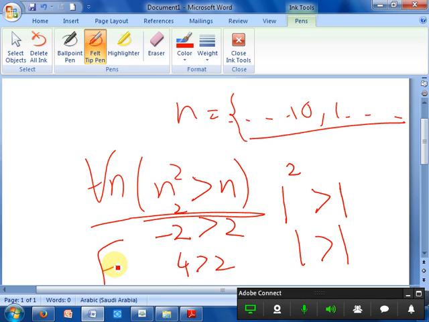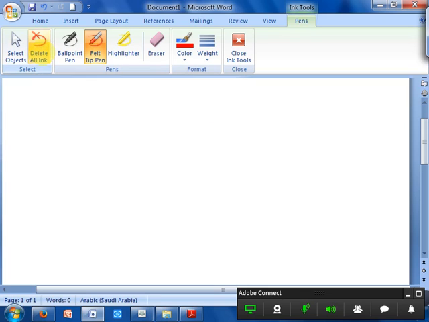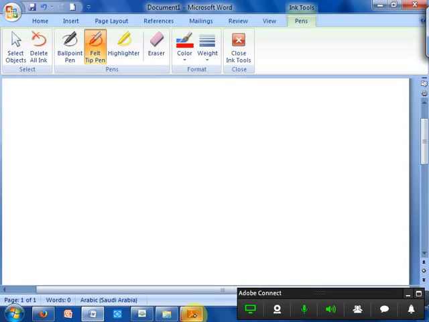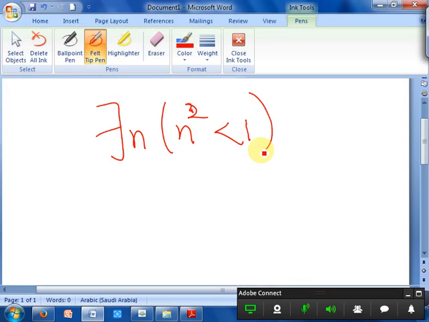Yes, first try 0. Shall I repeat it again if you want me to repeat? Okay. Clear. Okay. There exists n where n square is less than 1. Tell me the number. There exists n where n square is less than 1.